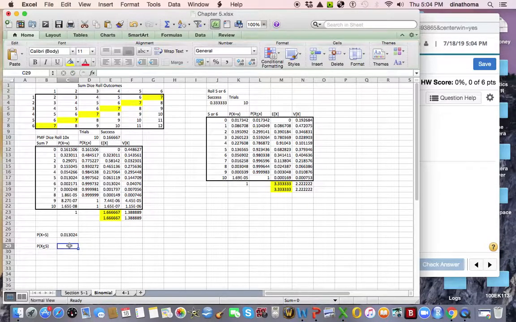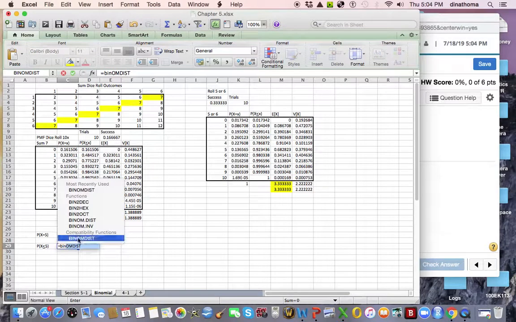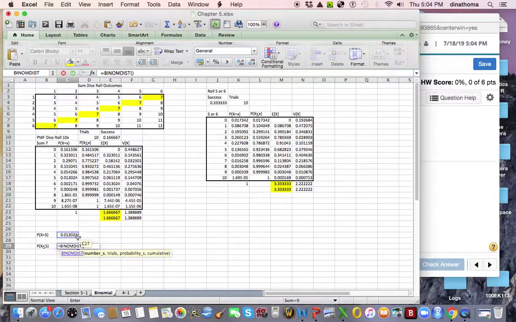So the probability at most 5, well, it's the same thing, binomial dist. My number of successes, again, is still 5. My trials are still 10. My probability of success is still the same. But now because it's less than, I want the CDF. So there is a 0.997 or 99.8% chance that I get between 0 and 5 7s in 10 rolls.